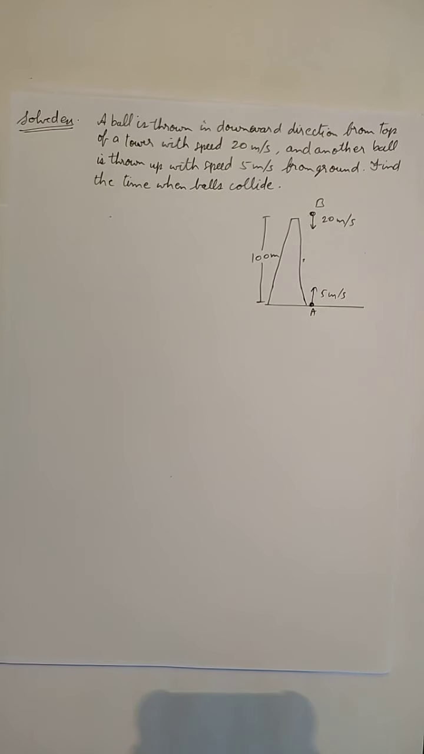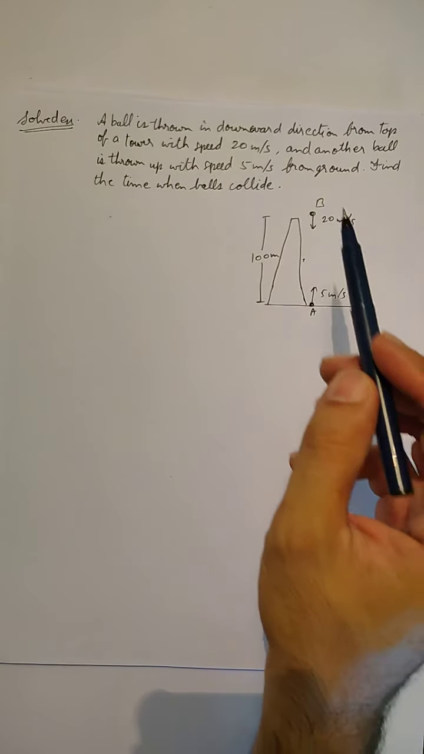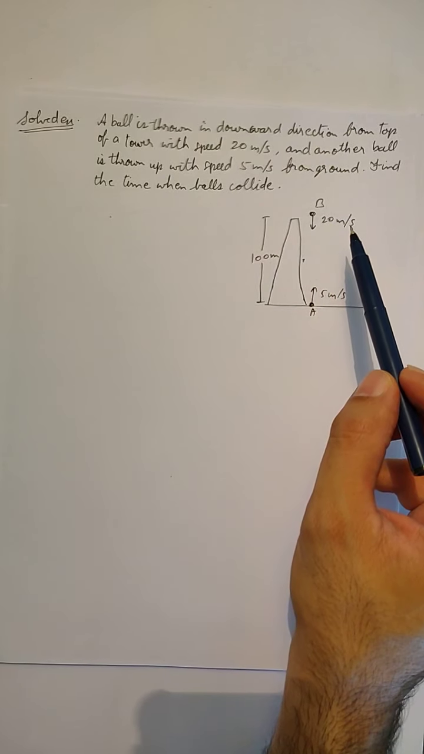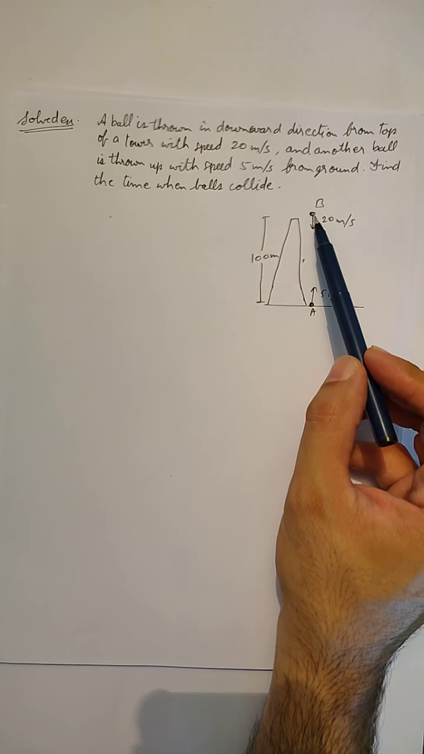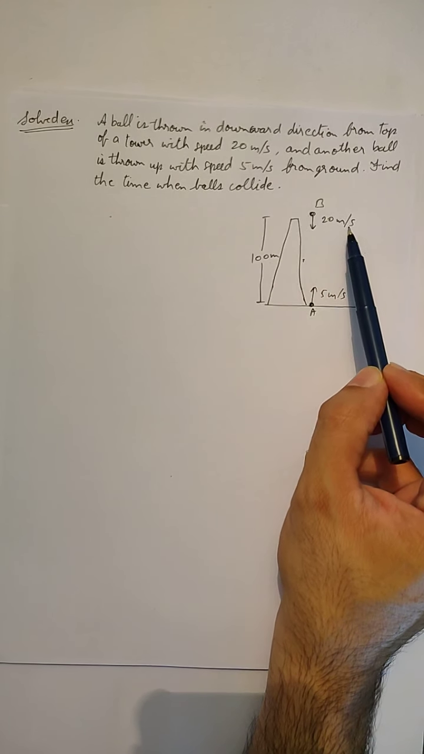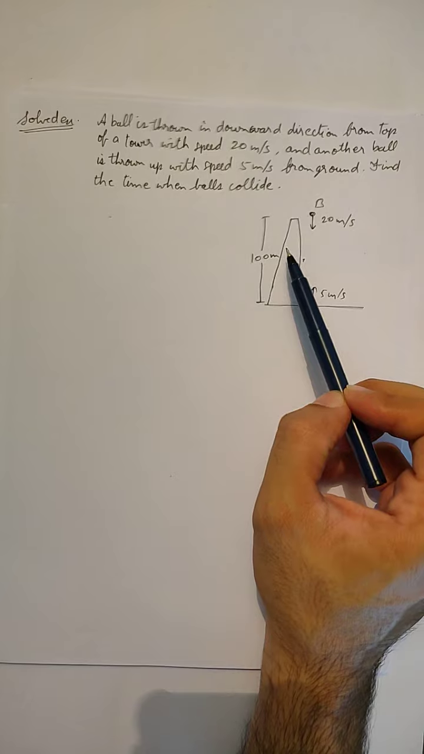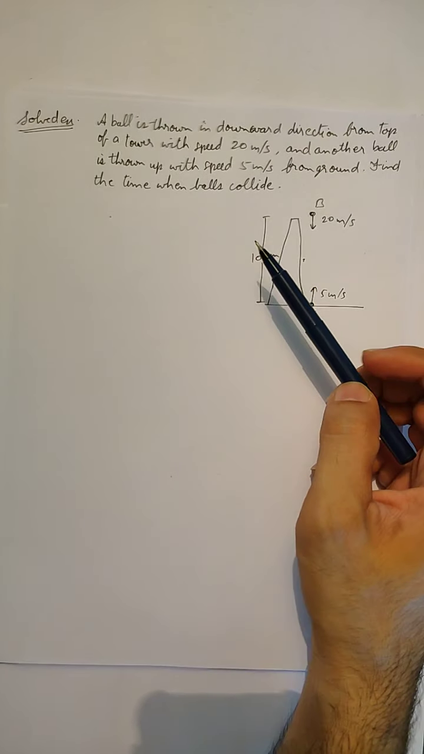Now let us do a solved example. The question is that a ball is thrown in the downward direction from the top of a tower with a speed of 20 meter per second. So this ball B is thrown in the downward direction with a speed of 20 meter per second from the top of this tower. The height of the tower is 100 meter.